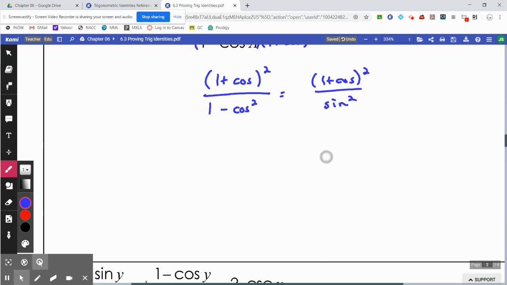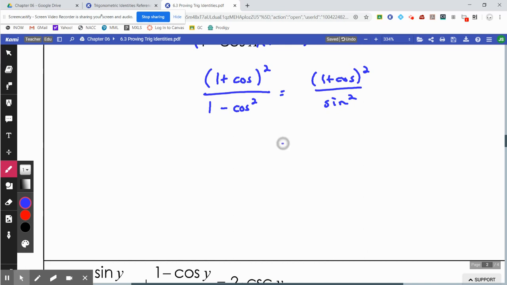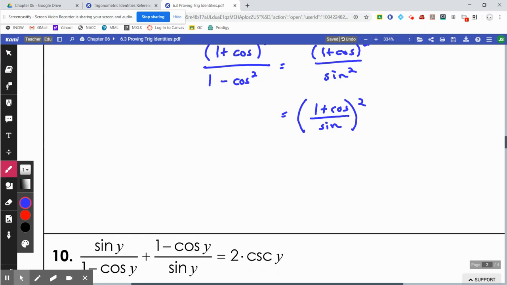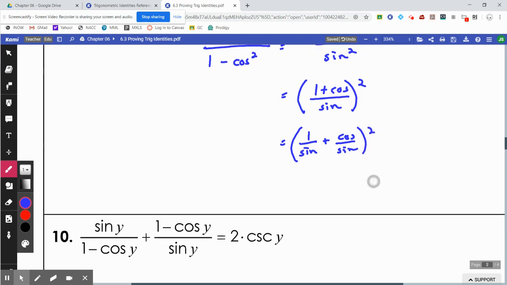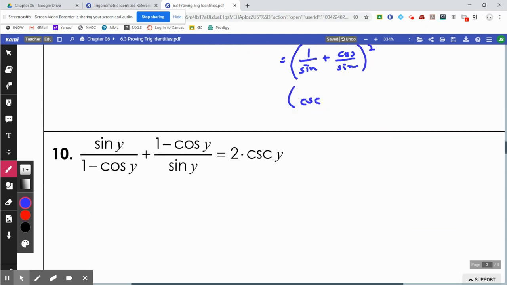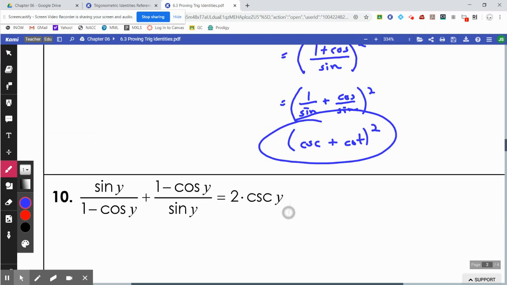Now here's something you don't do a lot of. The whole top is being squared, the whole bottom is being squared. So we could actually say that the top and the bottom is all being squared. Most of the time we split it, but what we're doing is putting the fraction back together and saying that whole thing is being squared. Then inside, I can write 1 over sine plus cosine over sine, which is going to be cosecant plus cotangent all squared, and that's what we were trying to turn it into.